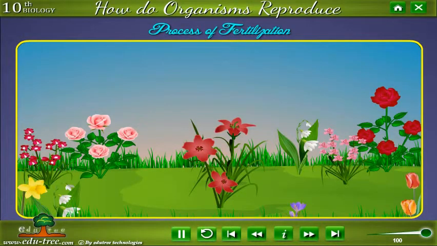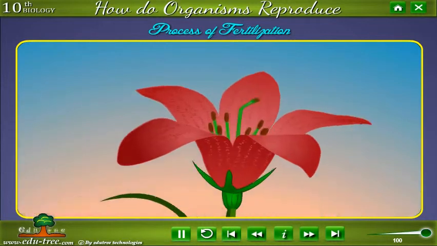Flowering plants undergo a unique reproductive process, where there are two fertilization events. This double fertilization event occurs between the male reproductive organ, the male gametophyte, and the female reproductive organ, the female gametophyte.